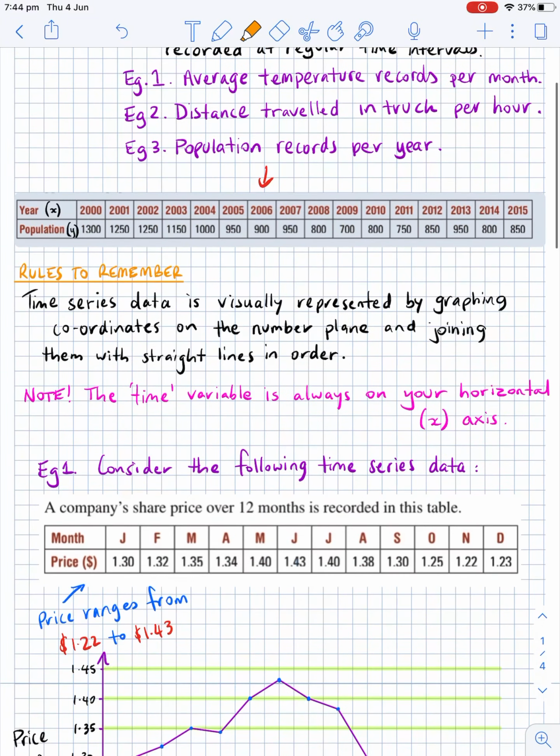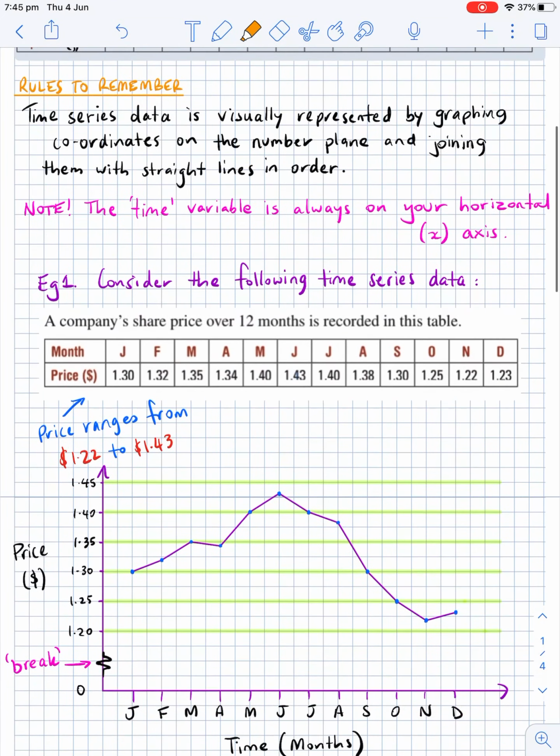Okay, so some rules to remember. Time series data is visually represented by graphing coordinates on the number plane and joining them with straight lines in order. So you've got to make sure it follows this order of time. I need you to note that the time variable is always on your horizontal or x-axis, and the other variable is always going to be on your y-axis.